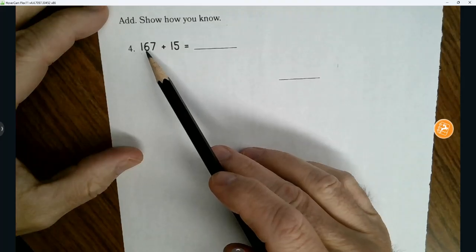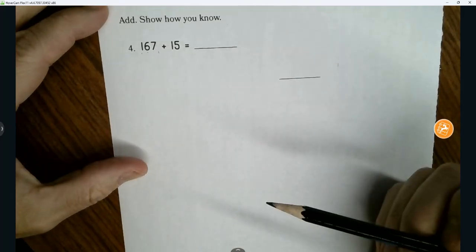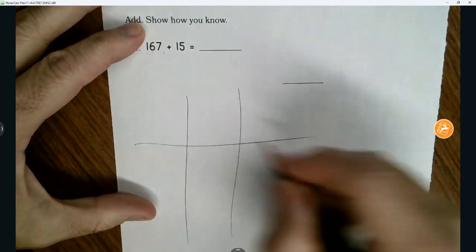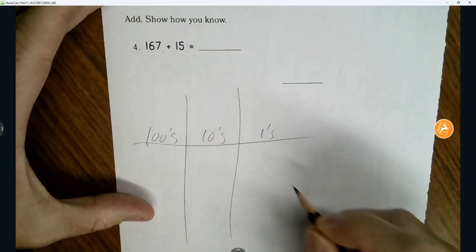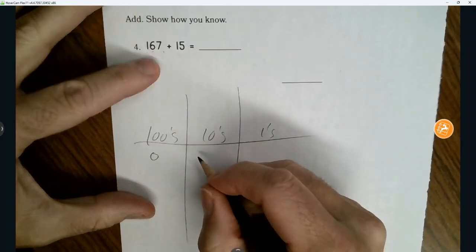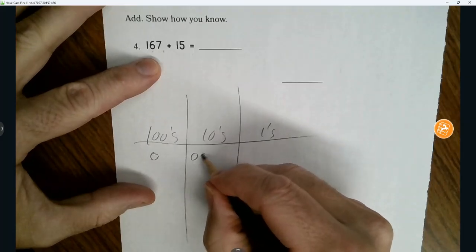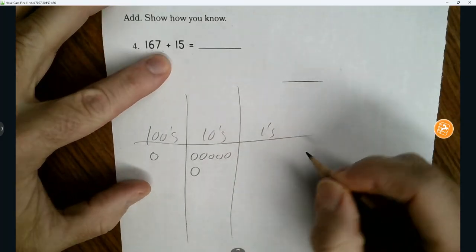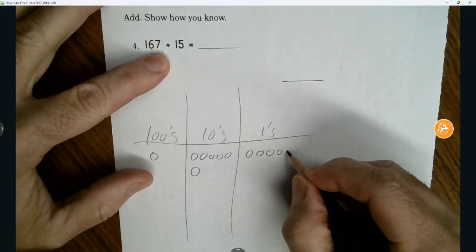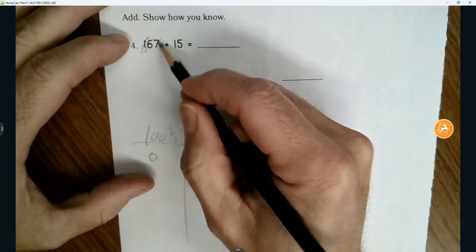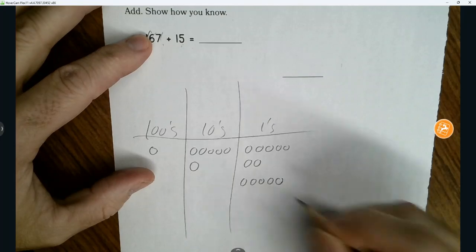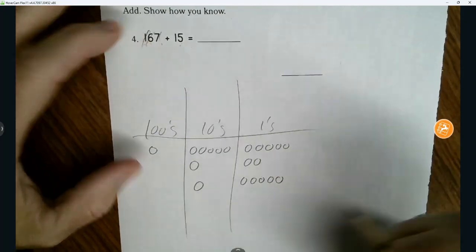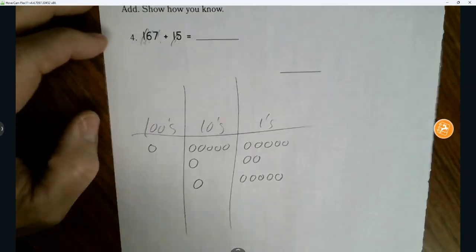All right, let's look at the back real quick. We have 167 plus 15. If you want, hundreds, tens, ones. Let's put 100. Now we need 6 tens, right? 1, 2, 3, 4, 5, 6. Now we need 7 ones. 1, 2, 3, 4, 5, 6, 7. That number is all in there. Now let's put this number in there. So we have 15. 1, 2, 3, 4, 5. And 10. So now we need to add these up and count how many are in each section.